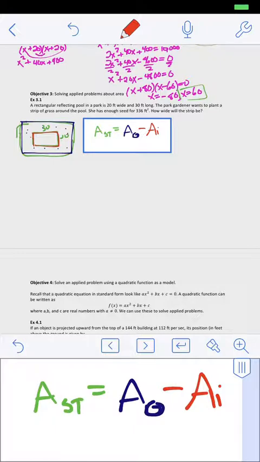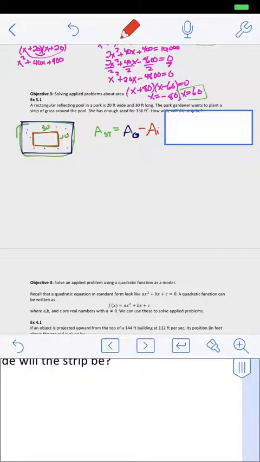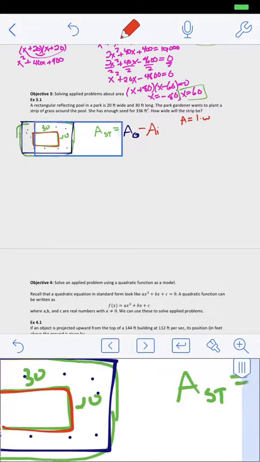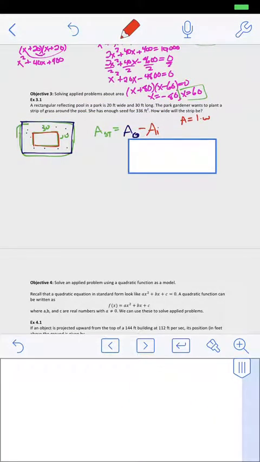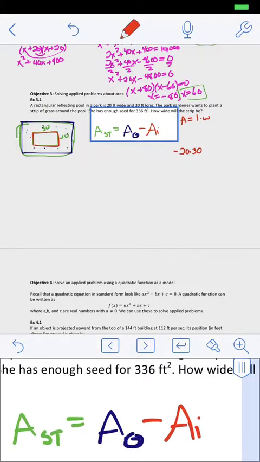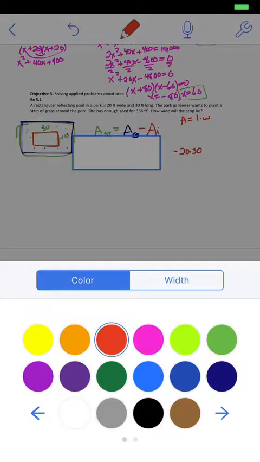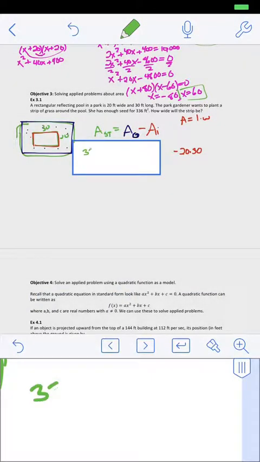Now let's see if we can figure out some things to plug in. What else do I know about area? Well, I know that area in general is equal to length times width, right? The length times width of the red one is going to be what they told me, 20 by 30. So I'm going to write that over here. 20 times 30. The area of the strip, she said she has enough seed for 336 square feet.